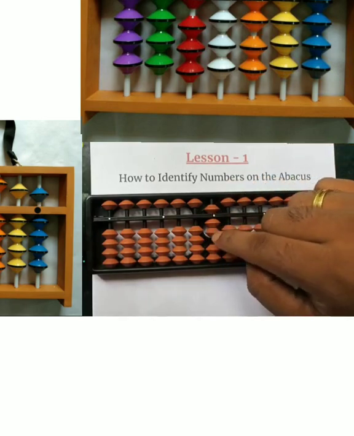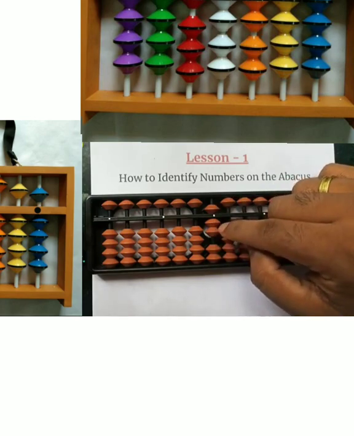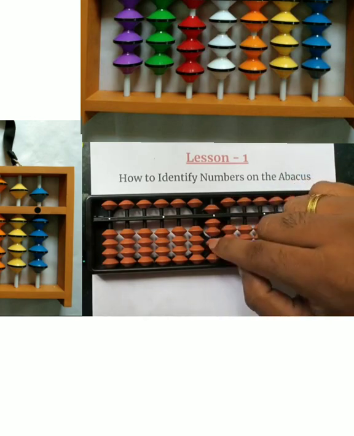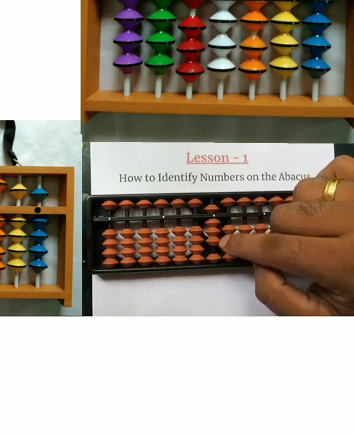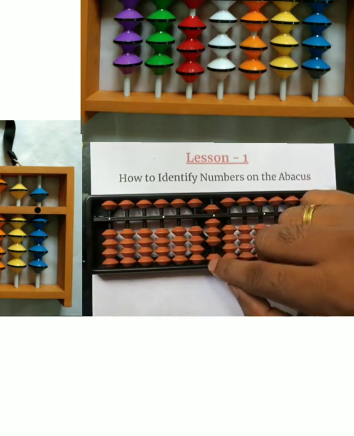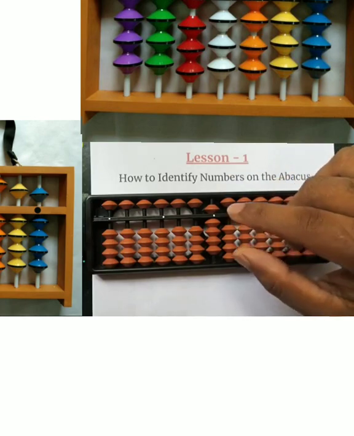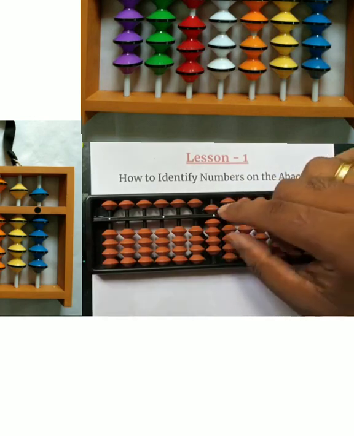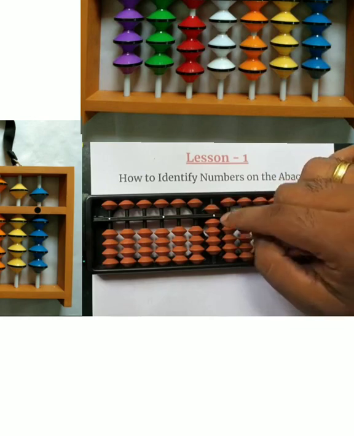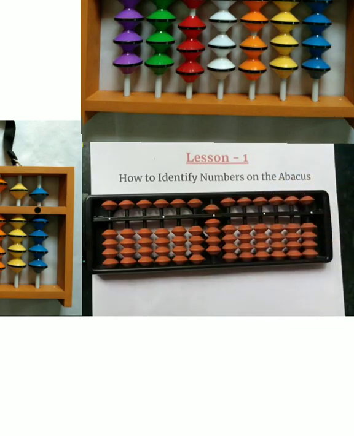If I add one more, it becomes 5 plus 2, that is 7. If I take one more, it becomes 5 plus 3, that is 8. And if I take one more, now all the beads on the abacus are in use on that particular rod. So the number on the abacus is 5 plus 4, that is 9. In this way, all the one digit numbers can be represented on the abacus.